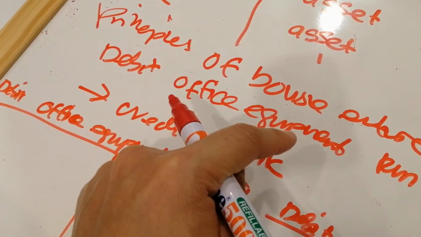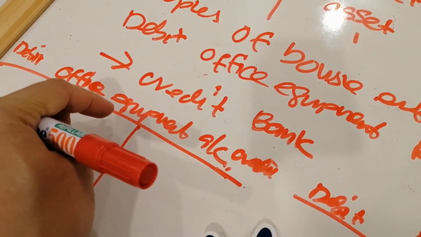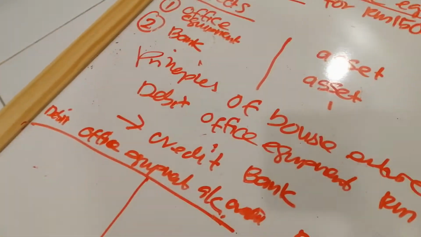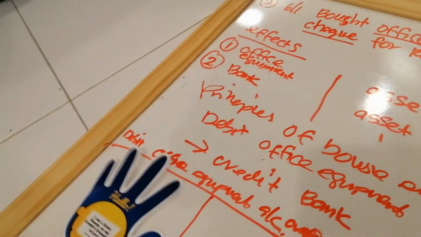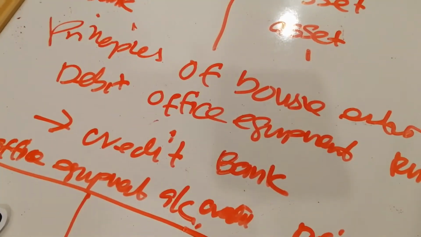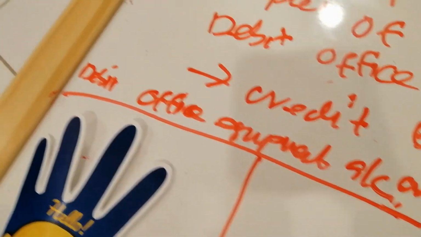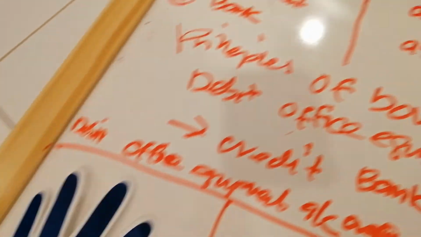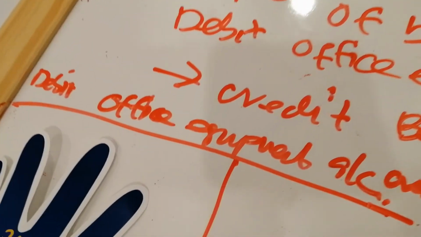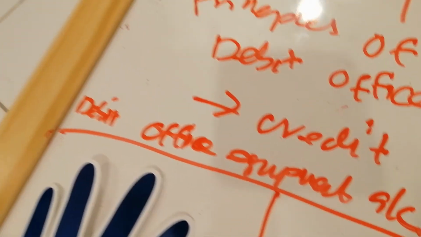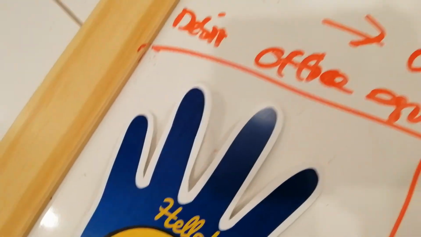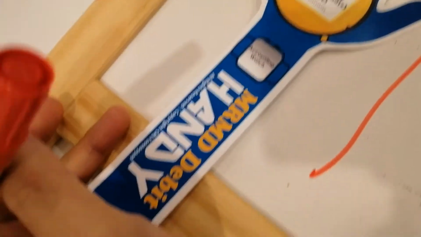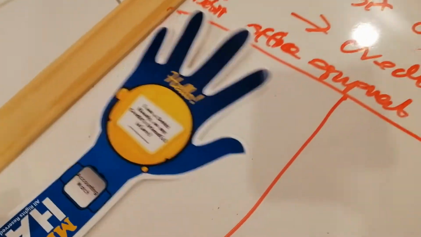Debit office equipment. You go to the office equipment account. You go to the debit side. You take the debit handy and put it on the debit side. All debit. Debit office equipment. You go to the office equipment account, to the left side, which is debit. I told you, the left side is debit. So you take the debit handy. Okay, so you read it too.